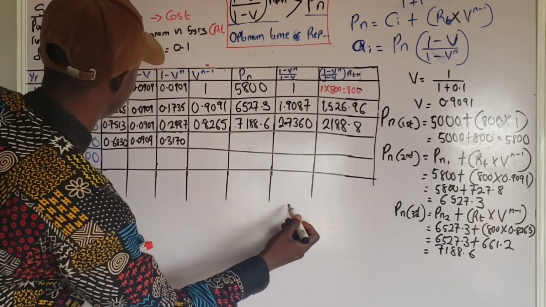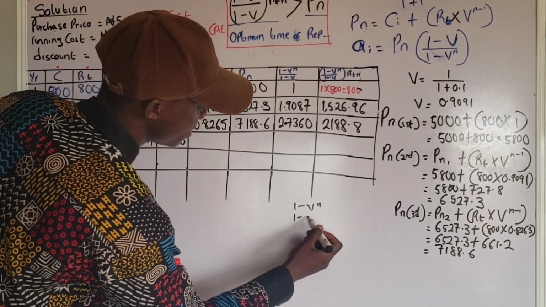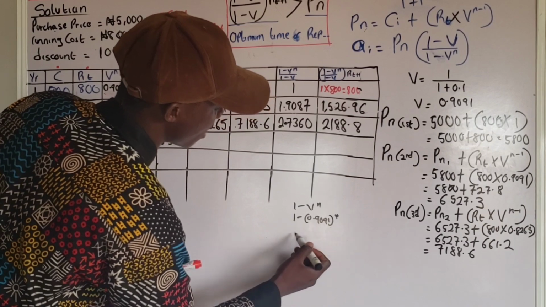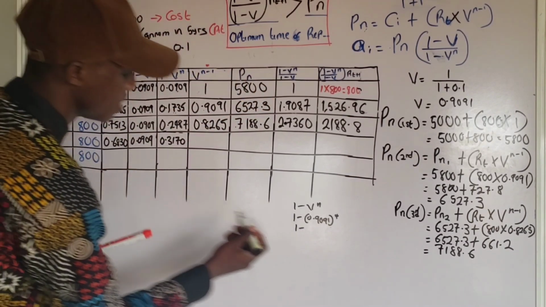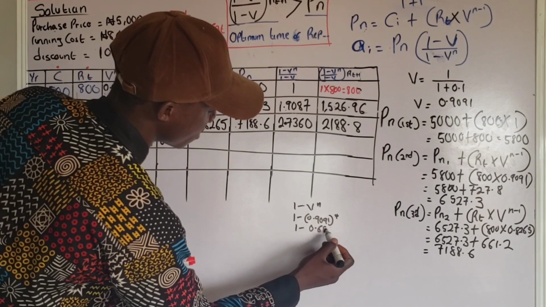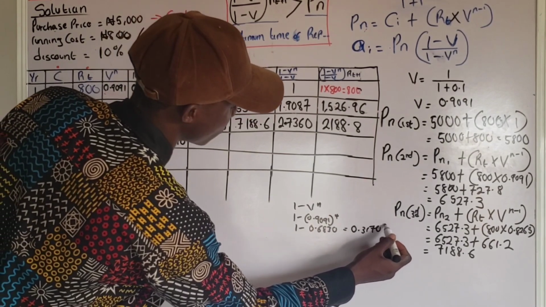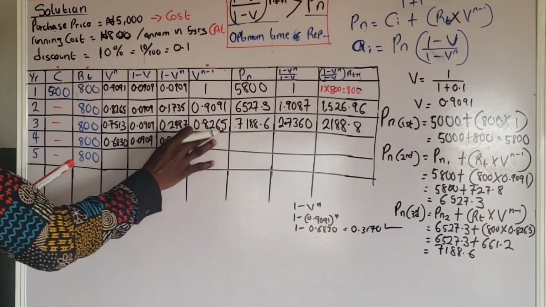Do you understand how I got it? Listen. 1 minus v raised to the power of n is what? 1 minus 0.9091 raised to the power of 4. And 0.9091 raised to the power of 4 is 0.6830. So that is how I got 0.3170. You understand? That's how I got this value. Okay? Now, let's proceed to this place.